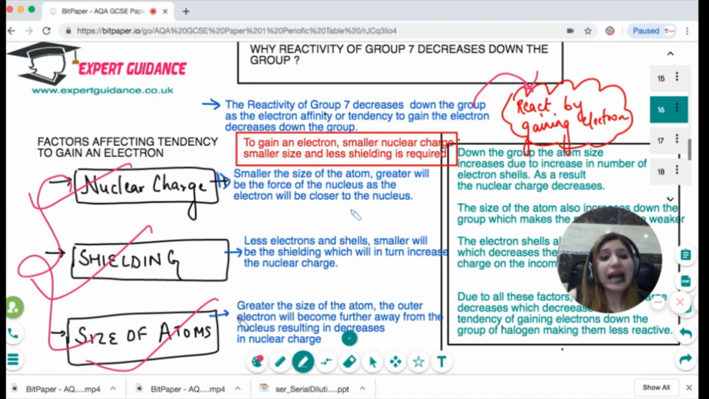Also, down the group, the nuclear charge gets shielded by the inner electrons. So the incoming electron will experience a smaller nuclear charge. Okay, so I hope it's clear to you.